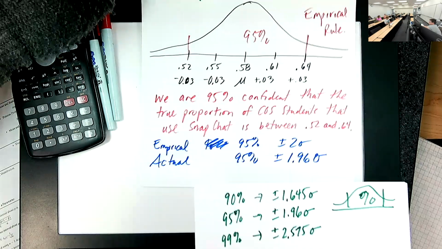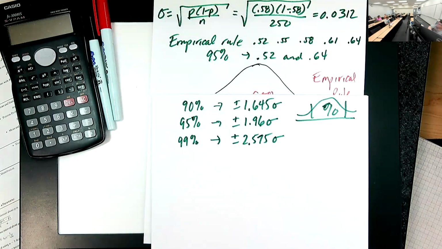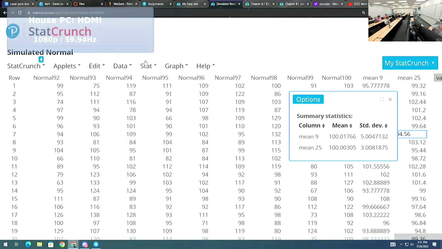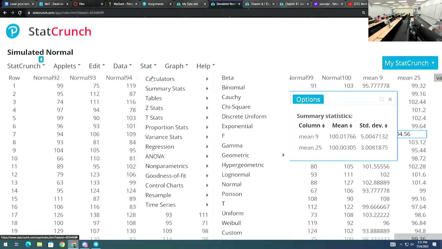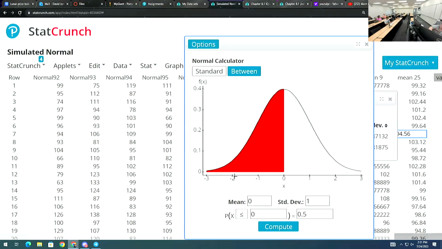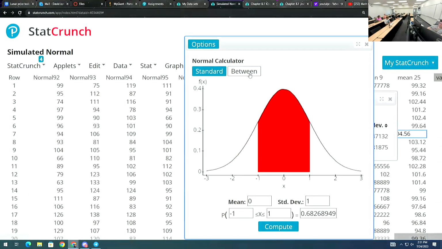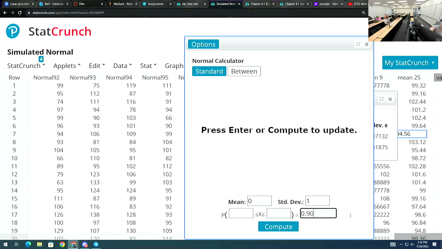I'm going to leave this up because we're going to use these numbers in a second. Let's go over and look at StatCrunch. I'll show you those values. I'm going to go Stats, Calculators, Normal. Click on Between. You can do this when you want to check it. Leave the mean and standard deviation the same. If I want 90% of the bell curve, I put 0.9 over here.